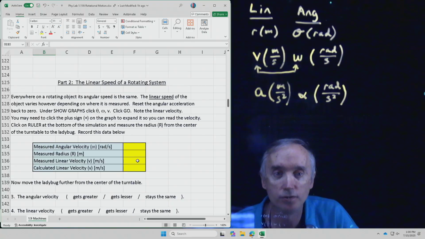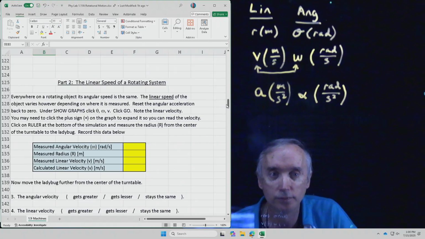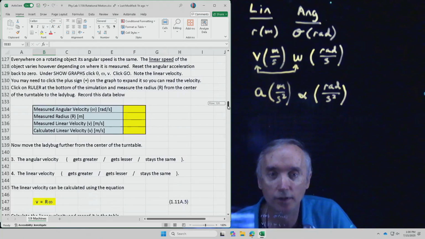And now we want to calculate it. But we don't know how to do that yet. So leave that one blank. And so let's go down here.